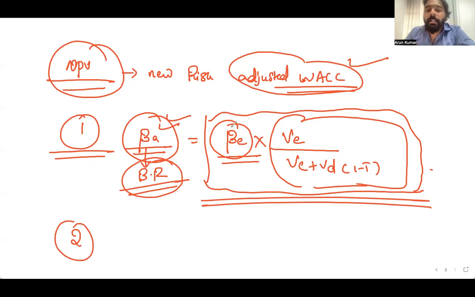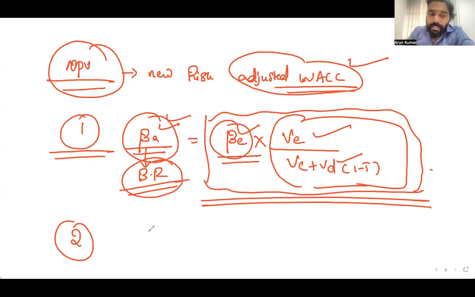In step number one, the beta E, the value of equity, the value of debt, every element that we use to find the business risk is supposed to be the values of our proxy company or the target industry that we are planning to invest in. All values should be based on the figures of the proxy company in the target industry. Is it clear, everyone?